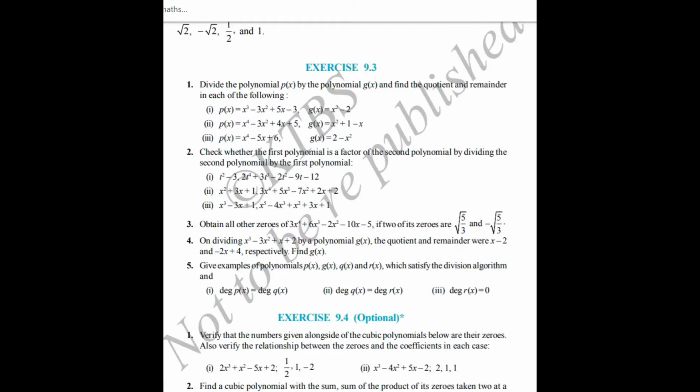So today we are going to do exercise number 9.3. We are going to solve the polynomial exercise.